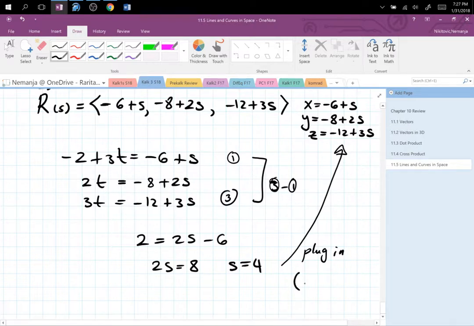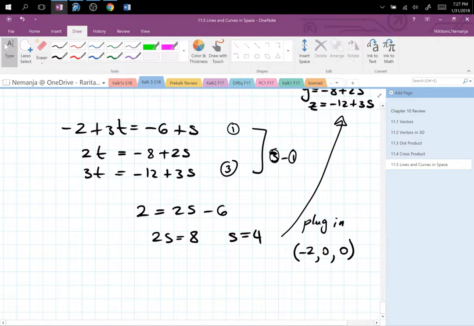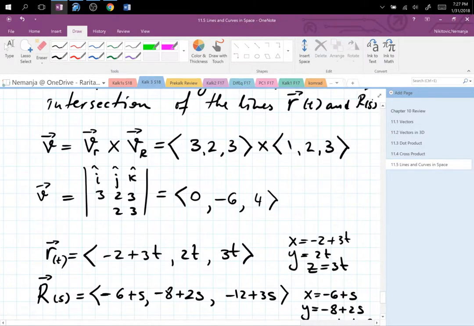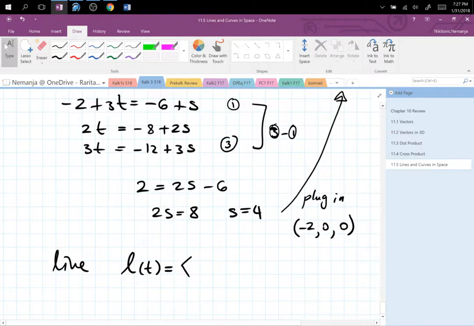So now, when you plug that in, s being 4, you get point negative 2, 0, and 0. So now you can write your line as whatever, L of t, or you can pick a different parameter, whatever, now t is equal to, what was our 0, negative 6, 4, so 0, negative 6, 4. There you go.